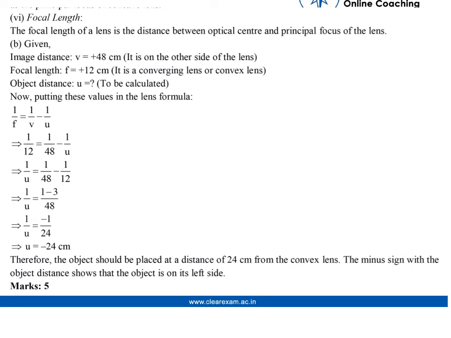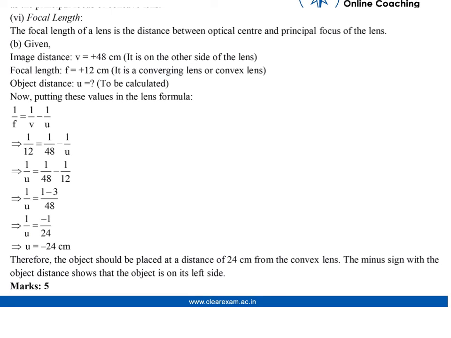Okay, so we have the lens formula, so we just have to put the values in it. We have v, we have f, and we just have to find u. Okay, so it's very simple. Let's put the values. So f is 12, so 1 upon f is 1 upon 12 equals 1 upon v, 48, minus 1 upon u, which we have to find out. Then we just have to solve it, and after solving we'll get u equals minus 24. So the object should be placed at a distance of 24 centimeter from the convex lens.